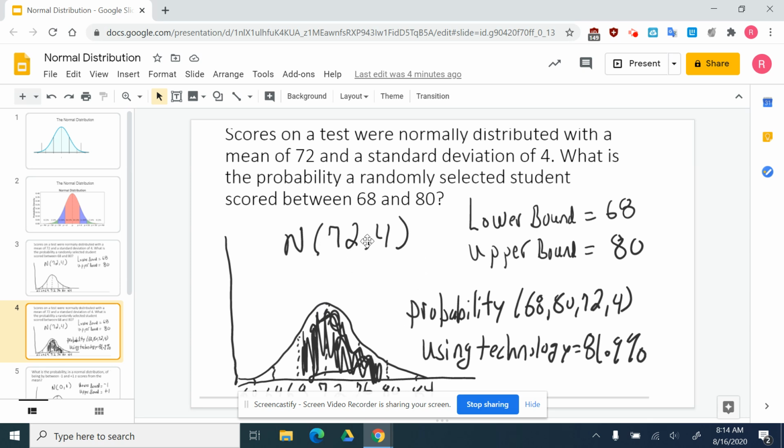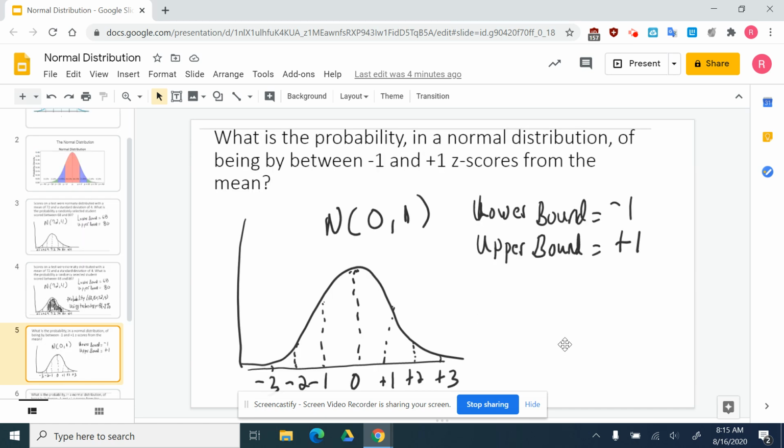So again, mean and standard deviation, lower bound, upper bound. And then using your calculator or other technology, you're going to get about 81.9%. You don't have to write this in here. That's actually the calculator command. You've already shown all those numbers here. I just showed it so you remember that that's what I'm going to put into the calculator, but you don't have to do that on the test.